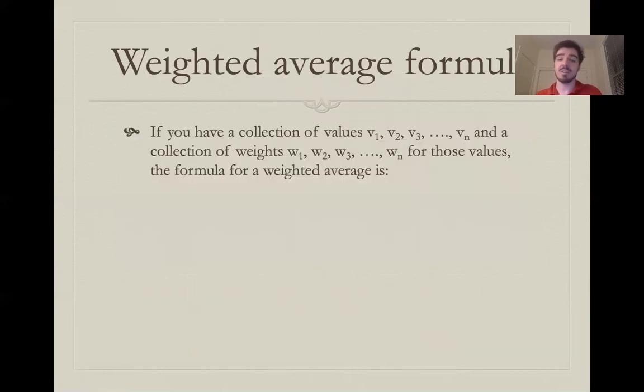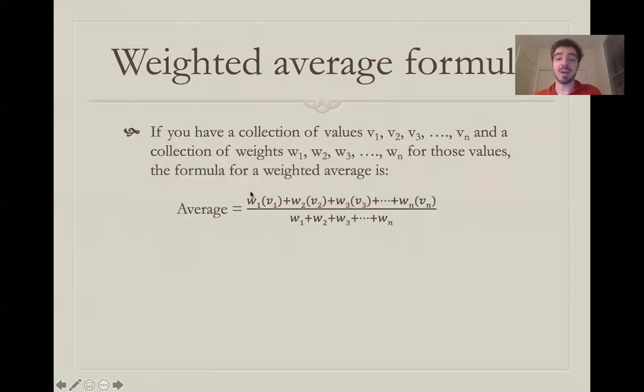So in general, this is going to look kind of nasty, right? If you have a collection of values, V1, V2, V3, right, and a collection of weights of importance for them, W1, W2, W3, right, the weighted average of these is going to be: take each weight, multiply it by the value it corresponds to, right, add all of those up, and then divide by the sum of those weights. This looks nasty, but this is basically what we just did.